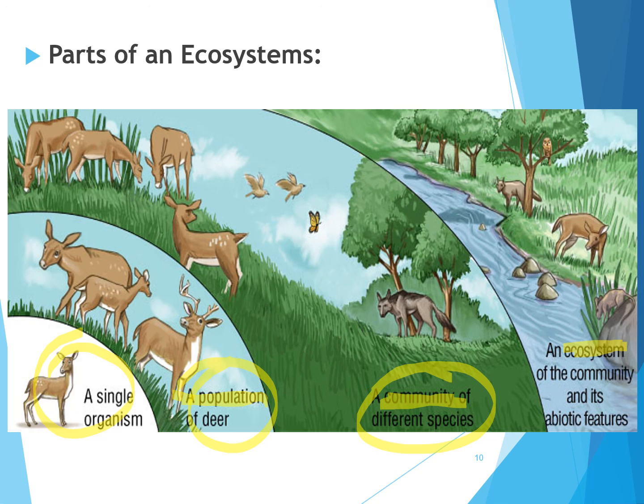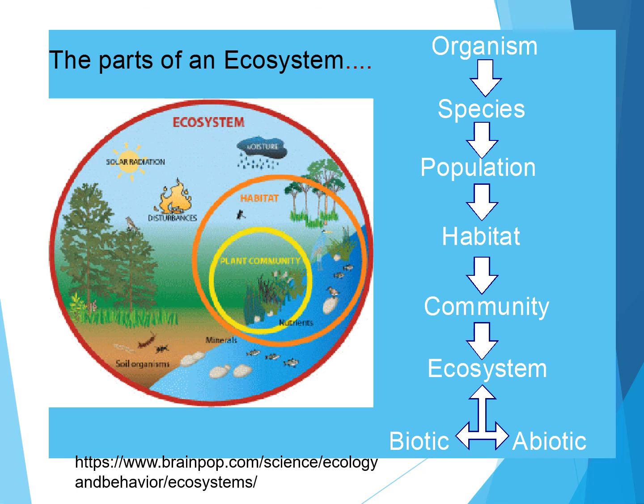Okay, so just again, a quick review. We start with a single organism. A population is more than one of a specific species, so a population of deer. And then a community is multiple populations of different species, and then an ecosystem is both living and non-living things interacting.